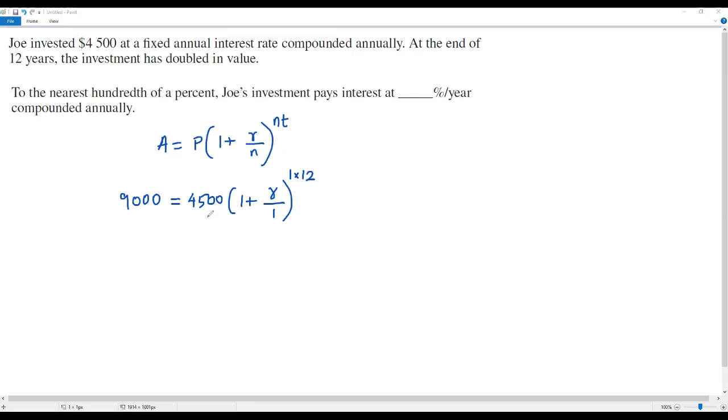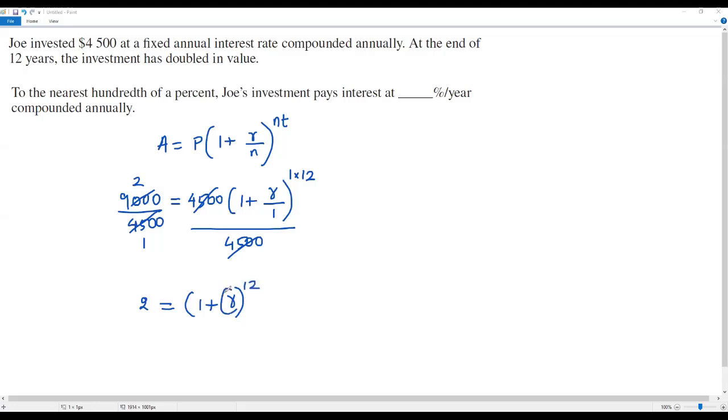For my first step, I'm going to get rid of this 4,500. For that, I divide both sides by 4,500. So this will cancel out: 4,500 goes into 4,500 one time, and 4,500 goes into 9,000 twice. So we get 2 on the left side. On the right side, we have (1 + R over 1), which can be written as just (1 + R) to the power 12.